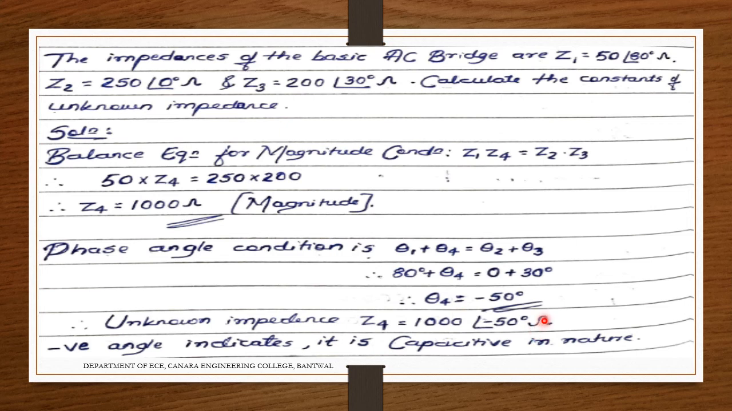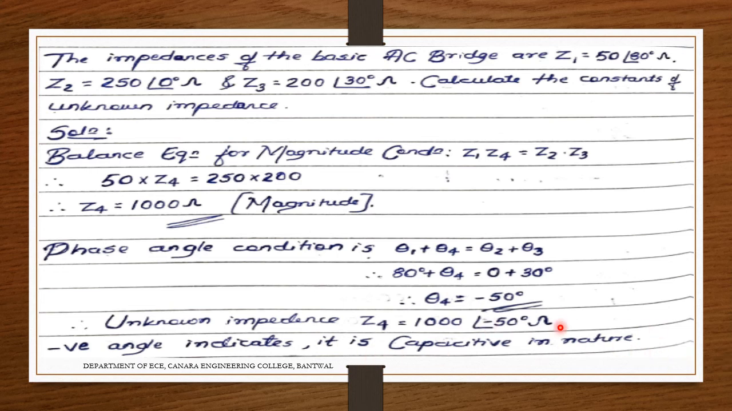This is why we use the calculation, we can do it simply. In the calculator, we can have the polar form and the angle form, and you can substitute and see. But I think this is the easiest way. What this negative indicates is that it is capacitive in nature. Because of this we can say it.